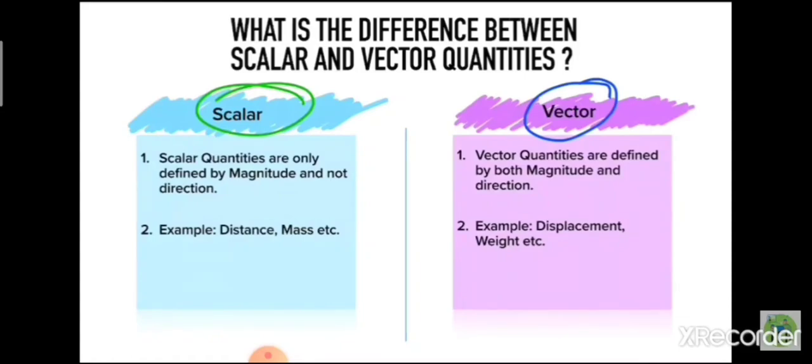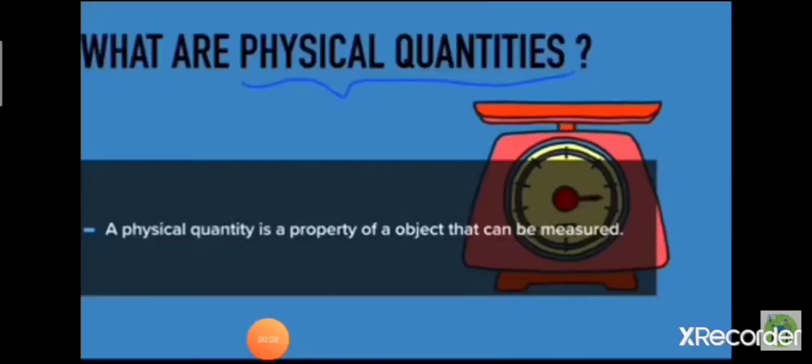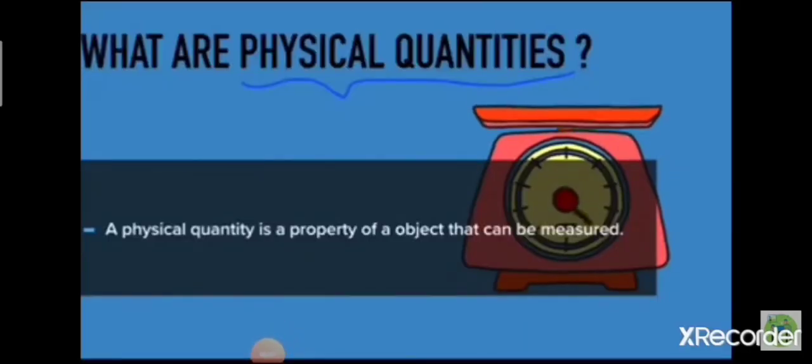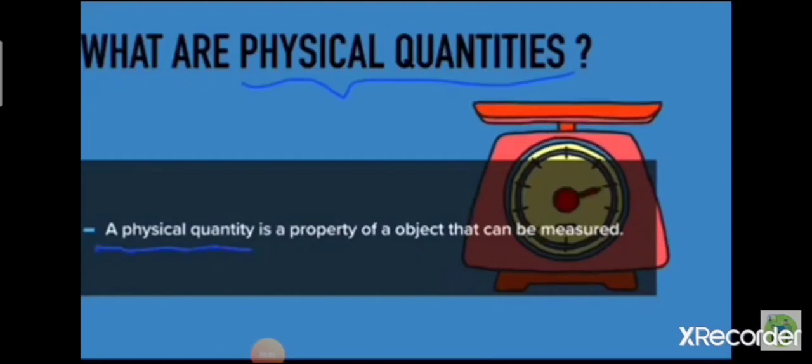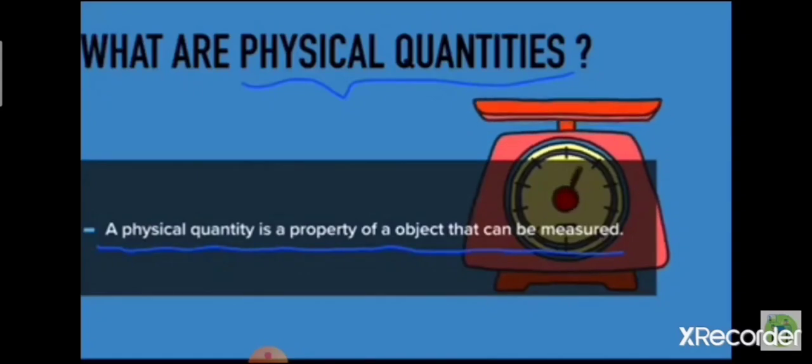Now students, we are going to see the meaning of our chapter name, that is measurement of physical quantities. So let us focus on the word physical. A physical quantity is a property of an object that can be measured. It means that of any object, what is the property which we can measure? Property means khubia. So a physical quantity is a property of an object which we can measure.